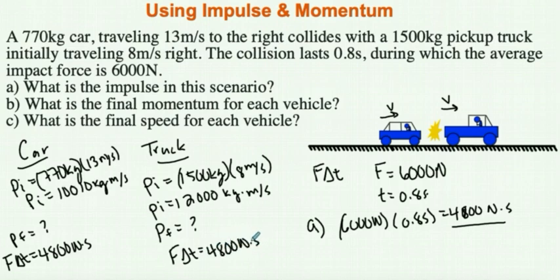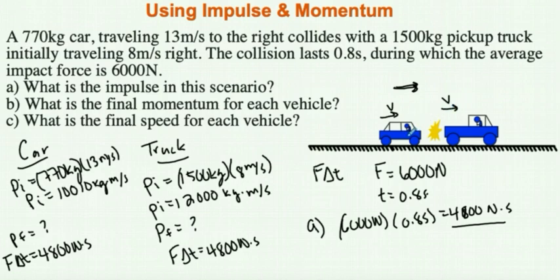But we have to pay attention to the direction of the forces here. So the impulse on the car to the truck is going to be going that direction. Right? So the truck is going to have a positive impulse on it because something's hitting it from the back end, which matches up with the velocity here.